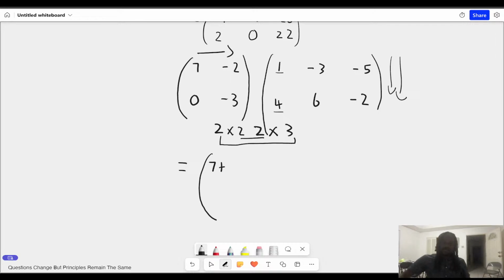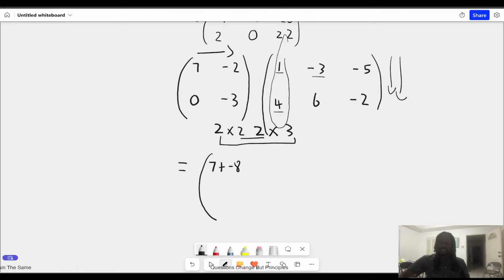So 7 times 1, first times first, 7. Second number times second number, -2 times 4, -8. So we're finished with that column. Let's move to the next column now. So we now need to move on to the next column.